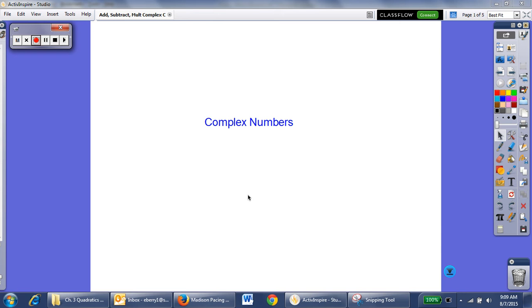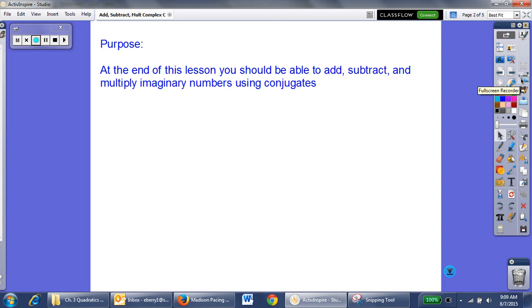Hi students, today we're going to be learning about complex numbers. At the end of this lesson, you should be able to add, subtract, and multiply imaginary numbers.